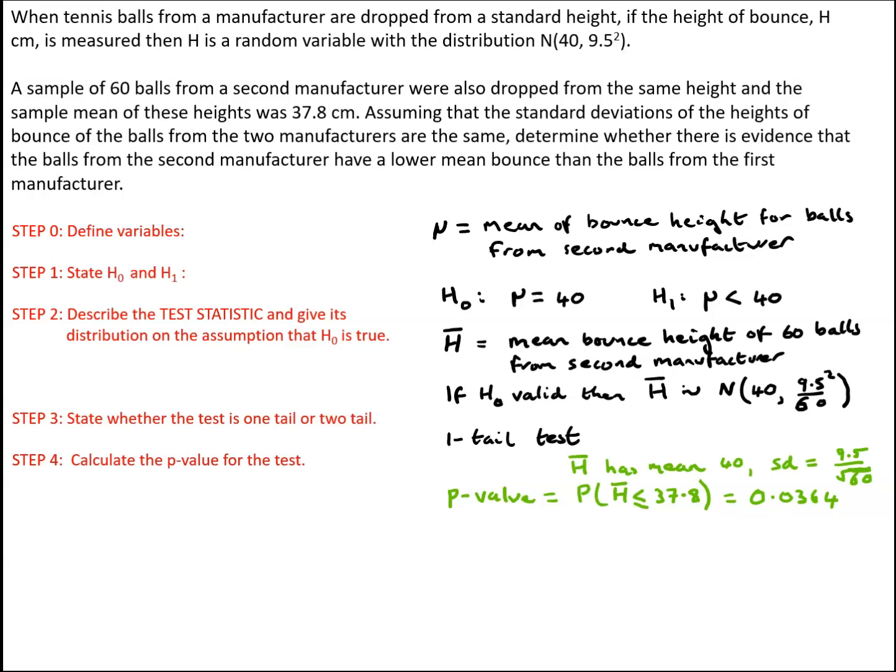So the p-value is the probability that h bar is less than or equal to 37.8, which my calculator gives me as 0.0364.